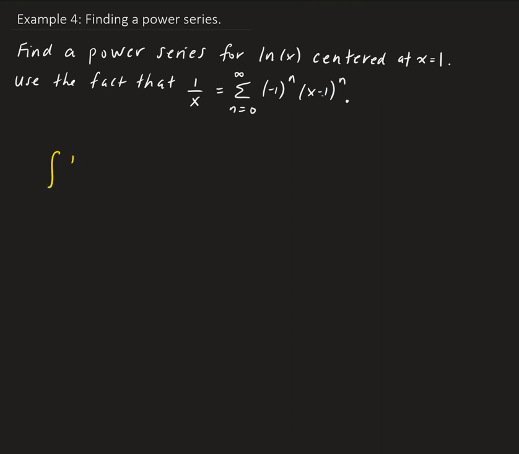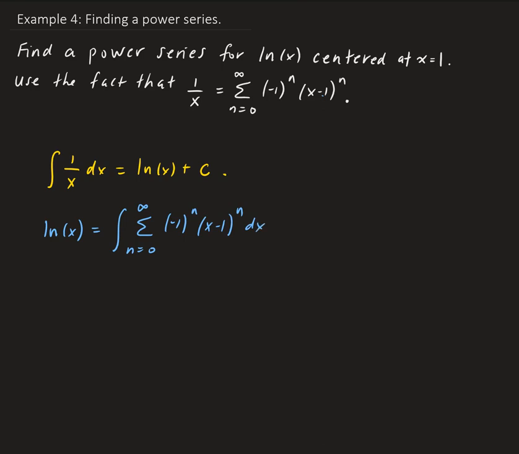We know that the integral of 1 over x is equal to the natural log x plus some constant. So if we want to find the power series for natural log x, we can take the integral of the corresponding power series for 1 over x. That's how we're going to approach this. So natural log x is going to be equal to the integral of the series of (-1)^n (x - 1)^n. We're going to take the integral of this series.